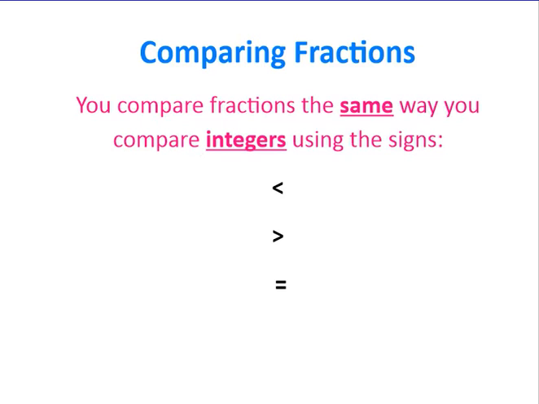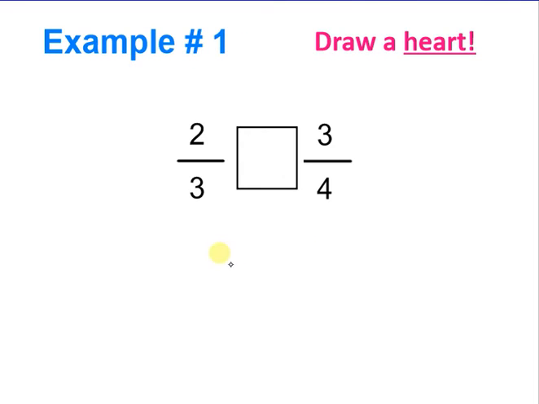Now, when we go to compare fractions, we're actually going to use the same exact signs that we used when we compared integers. So we're going to use this less than sign, this greater than sign, and this equal sign right here. All right, so I have the fraction 2/3, and then I have the fraction 3/4. Now, the easiest way to do it is to draw yourself a heart. So I'm going to start at the bottom of this fraction, and I'm going to draw half of a heart. I'm forewarning you, it's going to look like a sloppy heart.